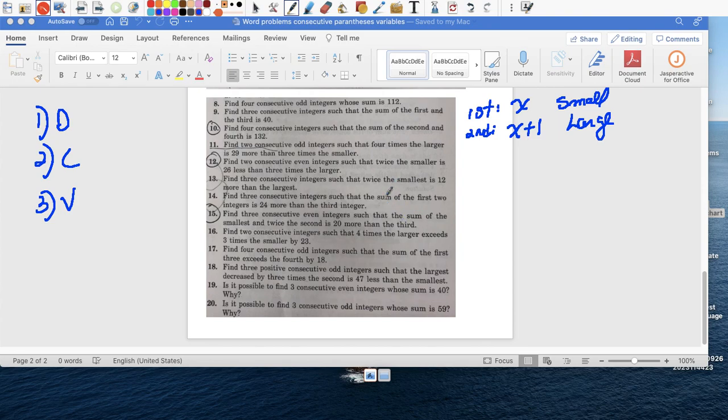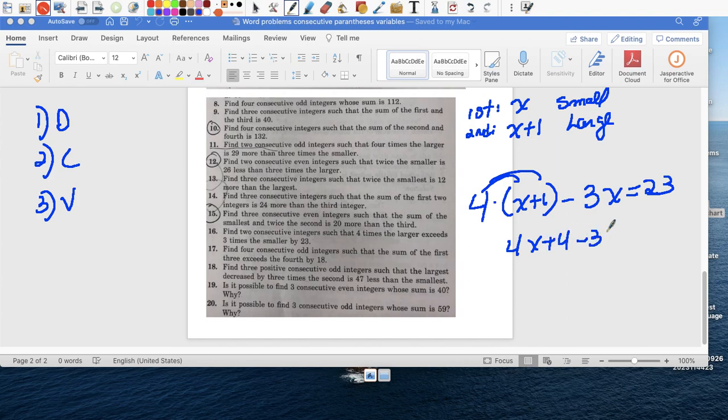Right? That makes sense. So 4 times the larger, which is x plus 1, so put it in parentheses. 4 times the larger exceeds 3 times the smaller by 23. So if you take the large and you subtract the smaller one, minus 3x, it gives you 23. And that's your equation. Distributive property, you get 4x plus 4 minus 3x equals 23. So now we're ready to go through our checklist. Distributive property, done. Combine like terms. I can combine 4x minus 3x, and I'm left with just x plus 4 equals 23.